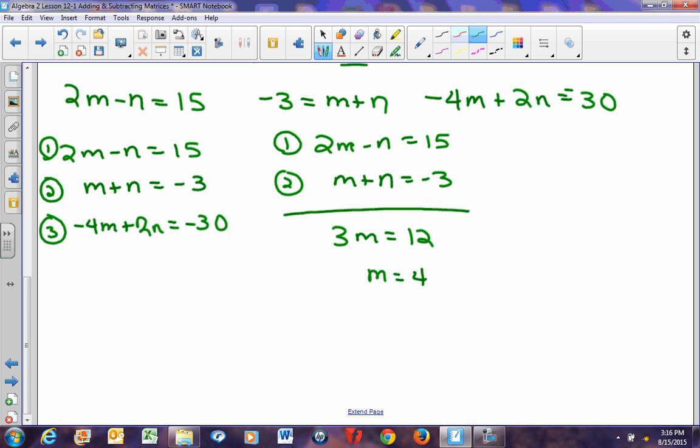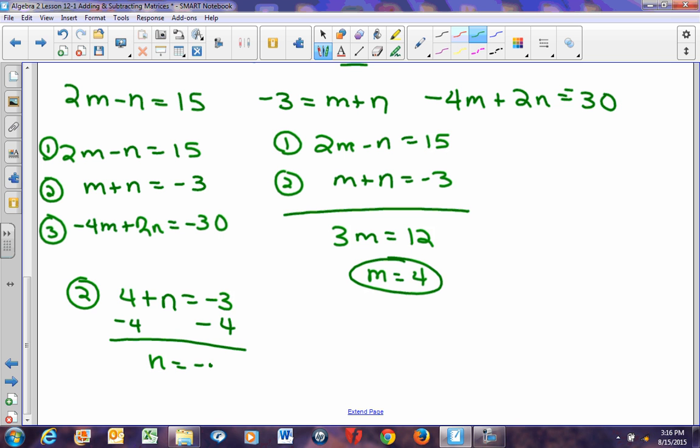So now that I know that m equals 4, all I have to do is solve for n. To solve for n, I can go back into any one of the equations. I think equation 2 is probably the easiest one to go into. So m is 4, plus n has to equal -3. So if I subtract 4, n has to equal -7. So there we have it. I have solved this equation for my 2 missing variables. m is 4 and n is -7. And this is basically adding and subtracting of matrices.